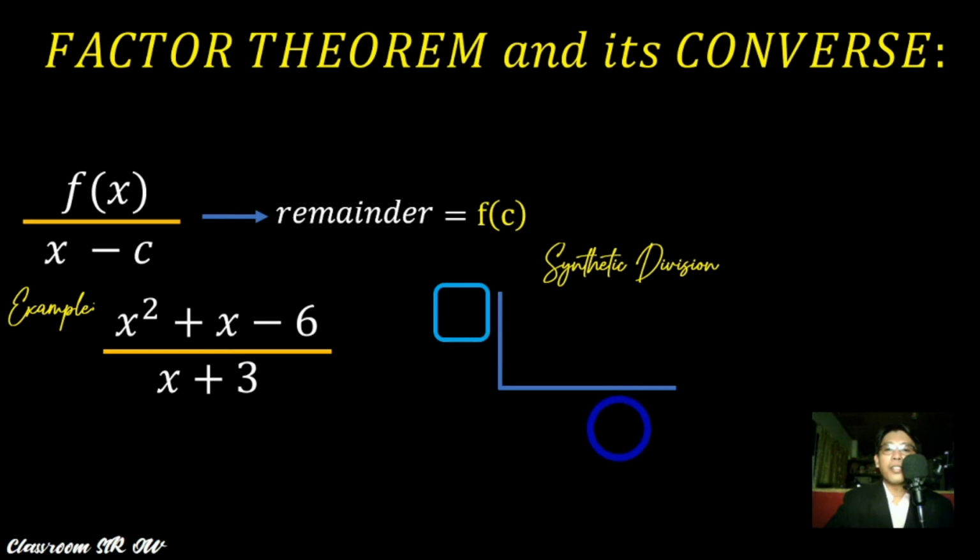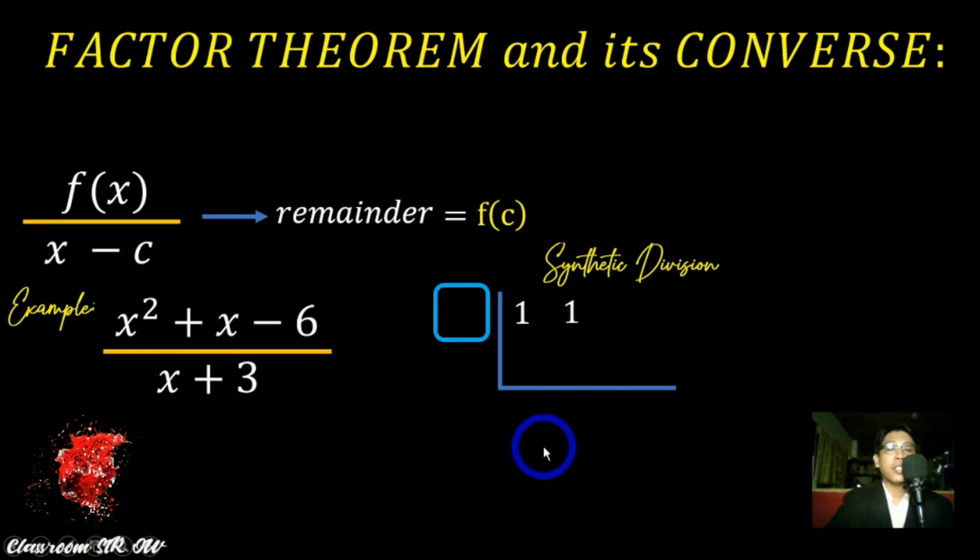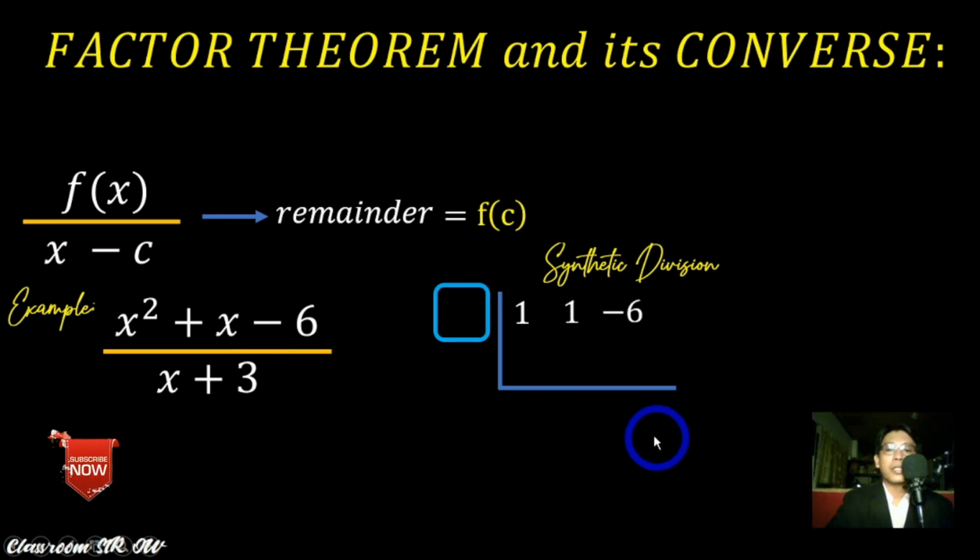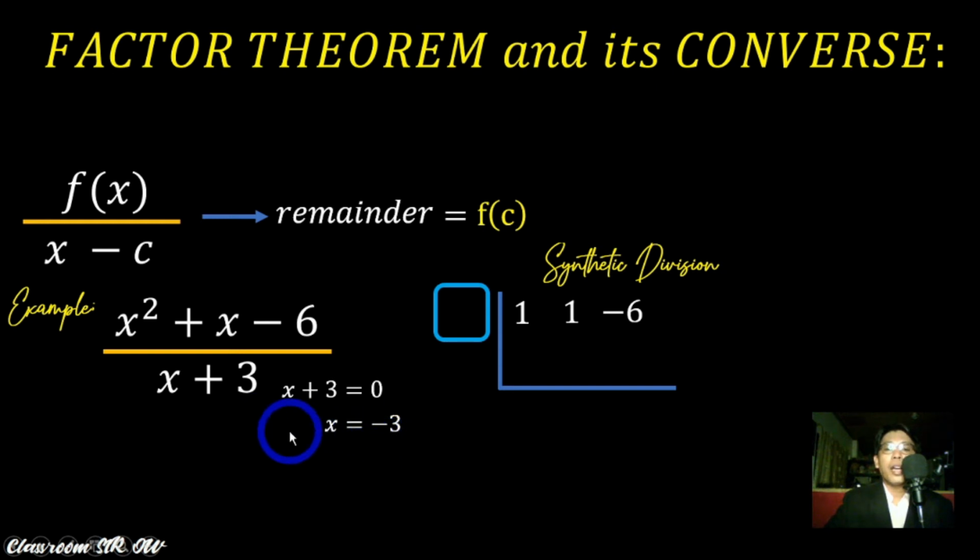Now, in synthetic division, as we all know, our task is to get all the coefficients of the given polynomial function. In our quadratic term, x squared, the coefficient is 1. In our linear term, the coefficient is also 1. And we copy the constant, which is negative 6. After this, we look for our divisor. By looking at x plus 3, we equate that to 0, and applying the addition property of equality, x is negative 3. So our divisor in the synthetic division is negative 3.